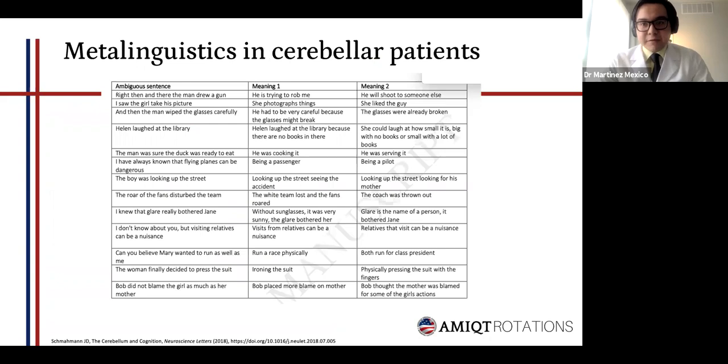So here's an example from one of Schmahmann's studies of ambiguous sentences in patients with cerebellar disease. So you can see, for example, the roar of the fans disturbed the team. The white teams lost and the fans roared. The coach was thrown out. So what these sentences basically show is that these patients have difficulty with interpreting ambiguous sentences. So they usually interpret them literally, and they have difficulty abstracting the meaning of those kinds of sentences.